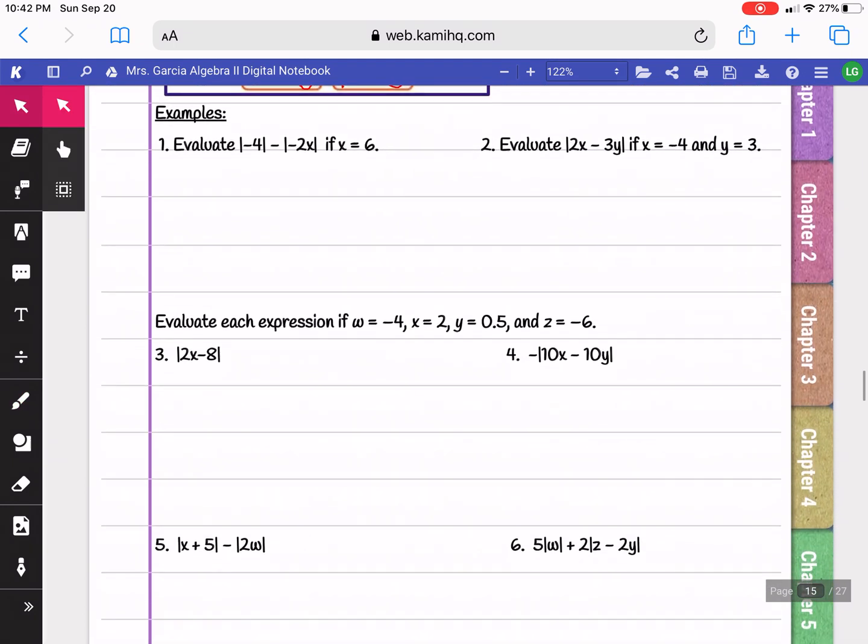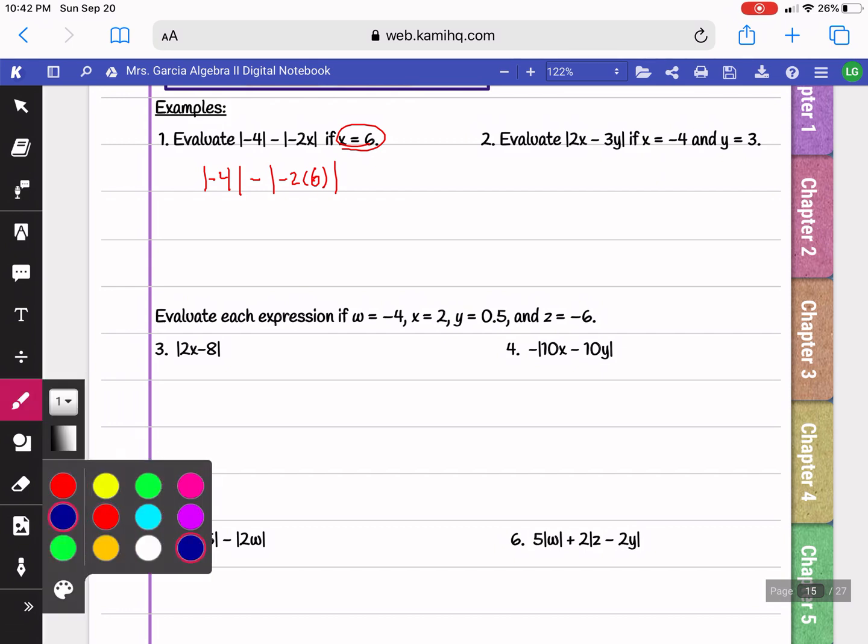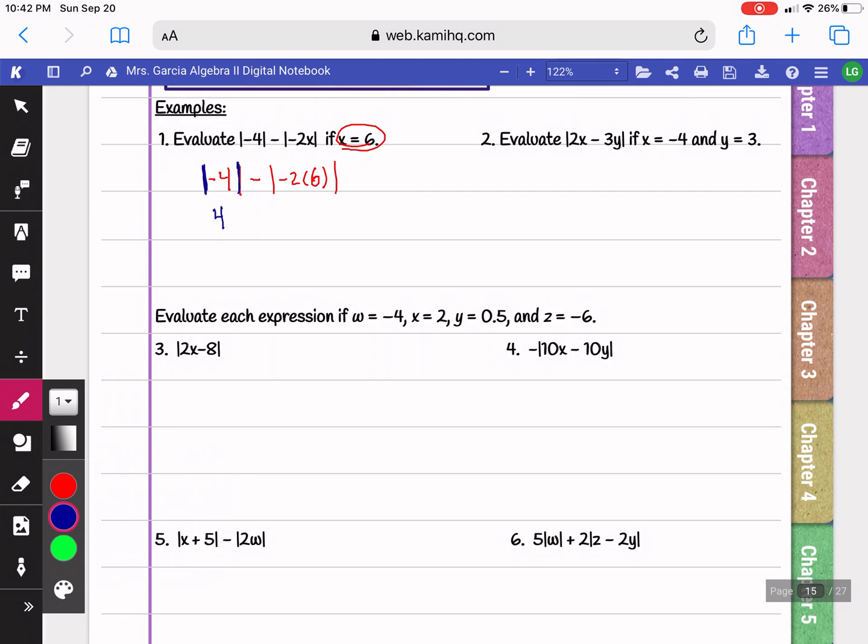We're going to tie this into what we learned in topic 1.1, which was evaluating expressions. So here we're going to evaluate when x equals 6. So I'm going to start by plugging in -6 everywhere I see an x. Now I can work it out. Remember, absolute value becomes positive, so the absolute value of -4 is +4.